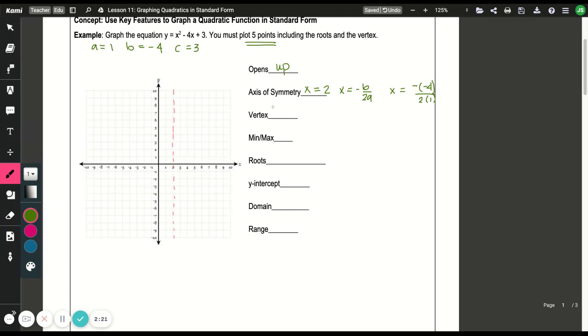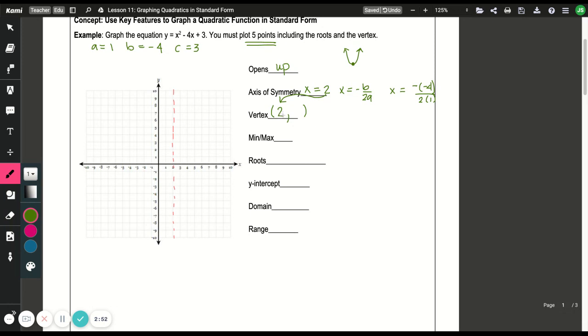The vertex, remember, so our graph opens up, right? The vertex is going to be this point right here. Sometimes they call it a turning point. It's where it turns from coming down and then goes back in the other direction. That's my vertex. It has to be somewhere on this line. So for the x coordinate, it's the same x coordinate as my axis. So if my axis is x equals 2, then the x coordinate of my vertex is also 2.